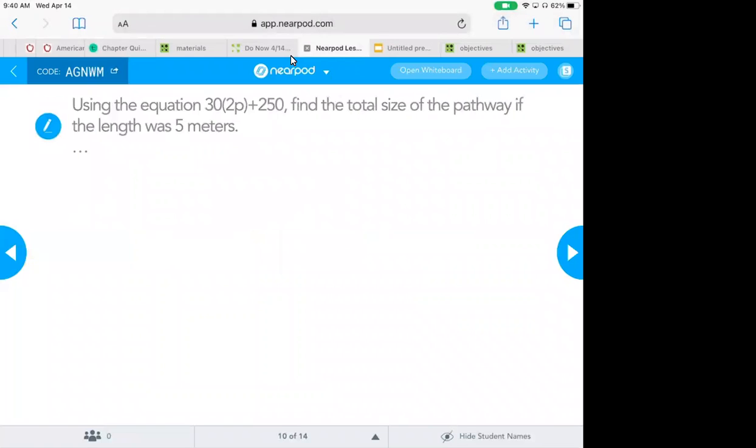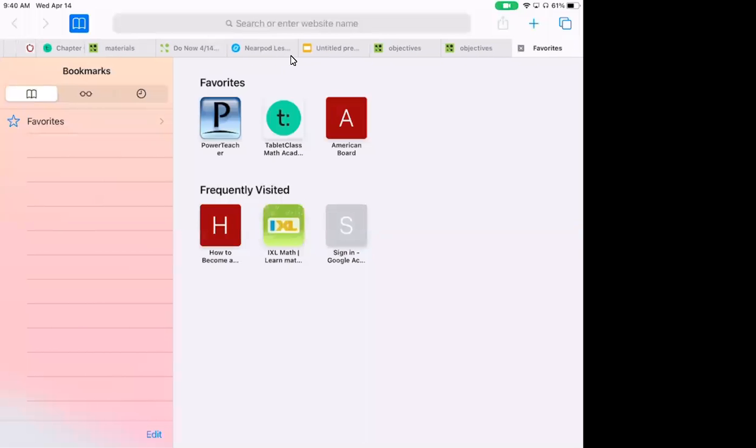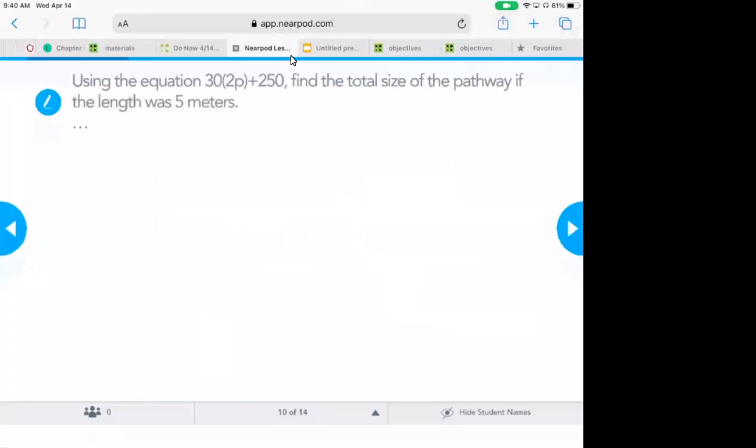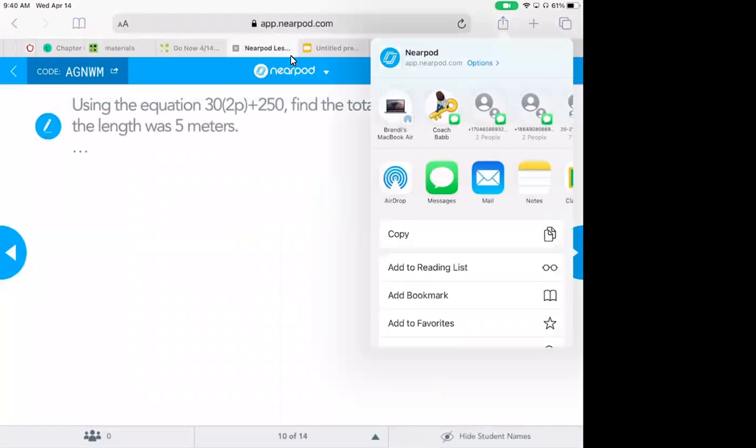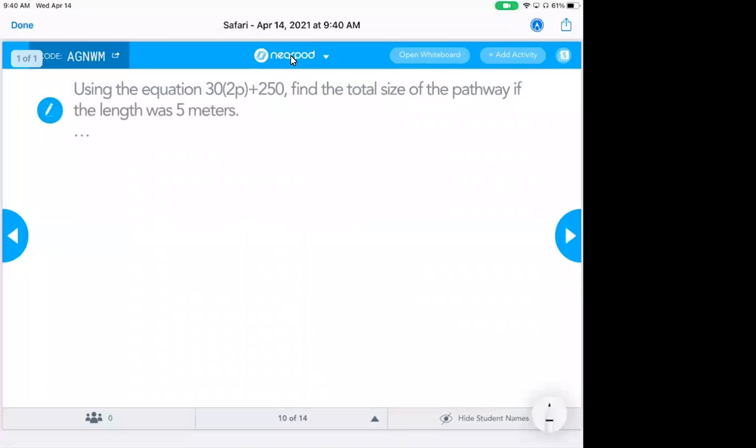All right, so using the equation 30 times 2p plus 250, find the total cost if the length was 5 meters. I meant to say the total cost, so we would erase that and put the total cost. So let's scratch this out and say find the total cost if the length was 5 meters.